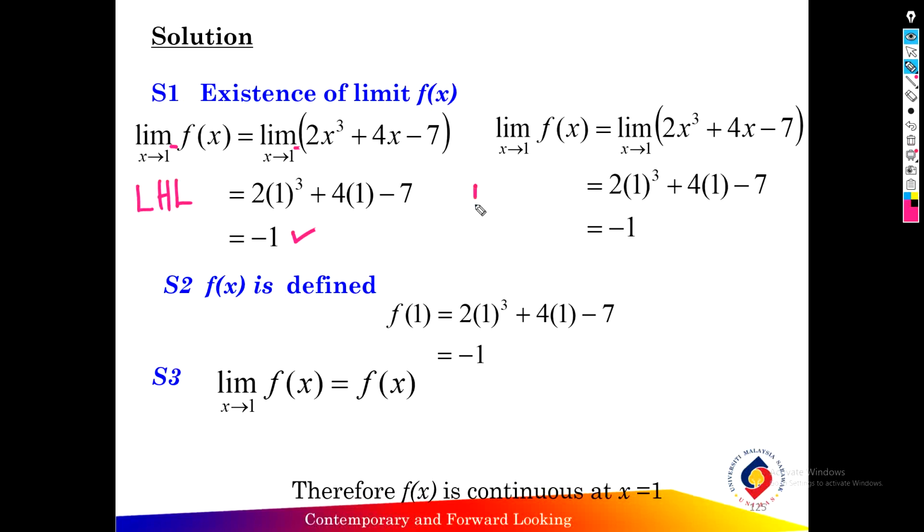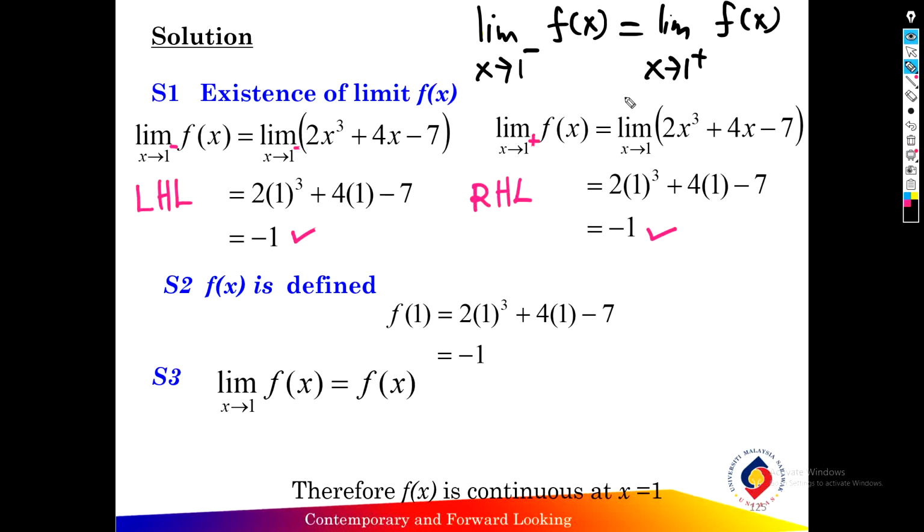Second, find the right-hand limit of the function, RHL. The limit as x approaches 1 from the right of f(x), so here you put the positive sign, and the answer equals negative 1. So you compare the left-hand limit and the right-hand limit. The left-hand limit equals negative 1 and the right-hand limit equals negative 1. So the limit approaches the same value from both sides, negative 1 from the left and negative 1 from the right. In conclusion, the limit of f(x) exists.